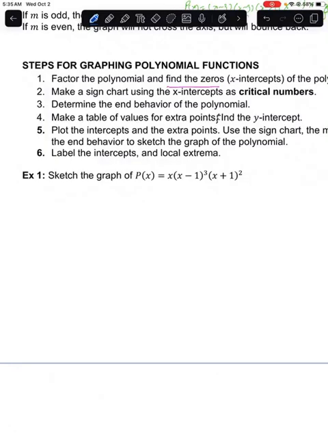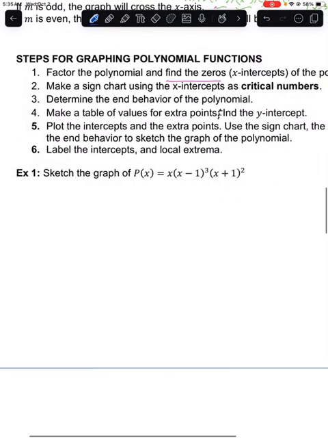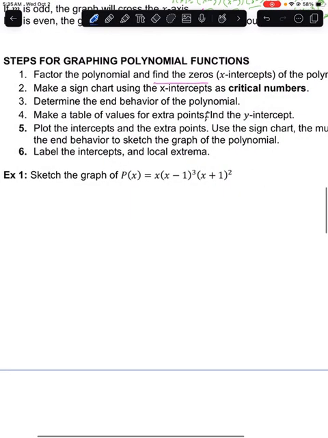Continuing with section 3.2, we now look at some examples. So remember the steps for graphing polynomial functions. What we do first, we have to factor the polynomial. Sometimes you will be given the polynomial already in factored form. Anyhow, by factoring, we can easily see the zeros, or what we call the x-intercepts. So that's what we need to find.